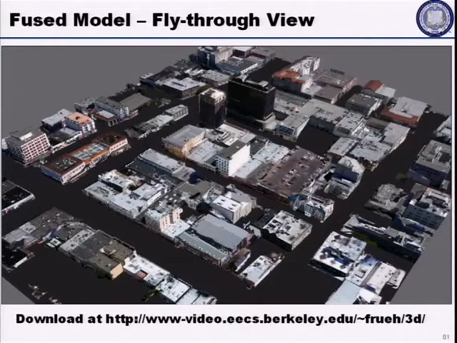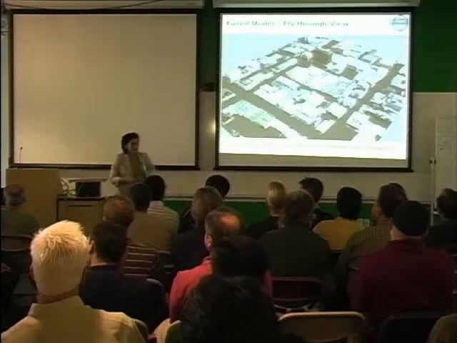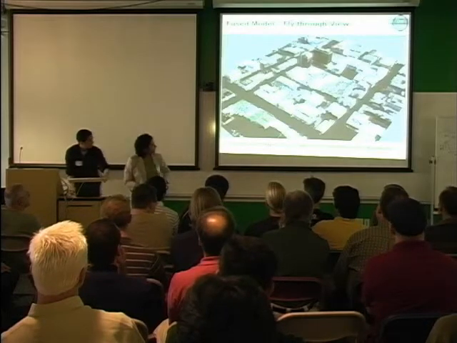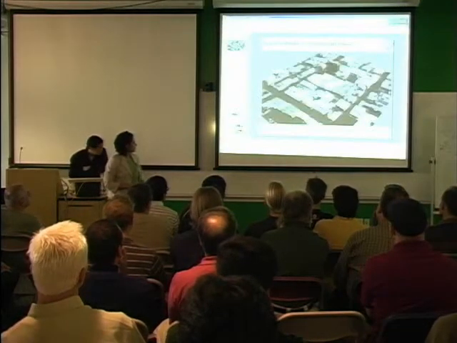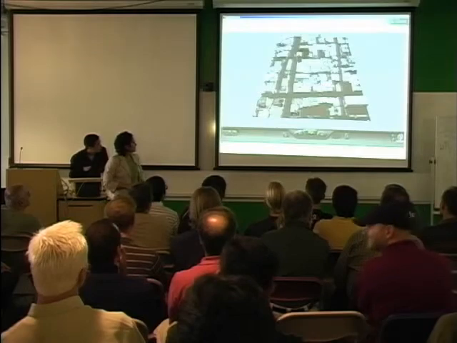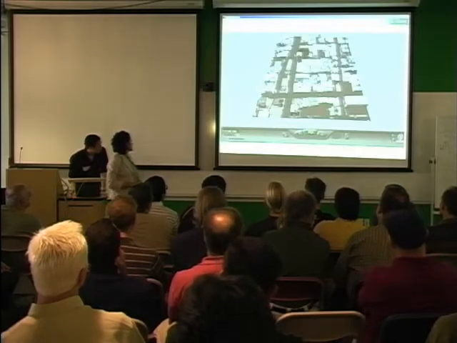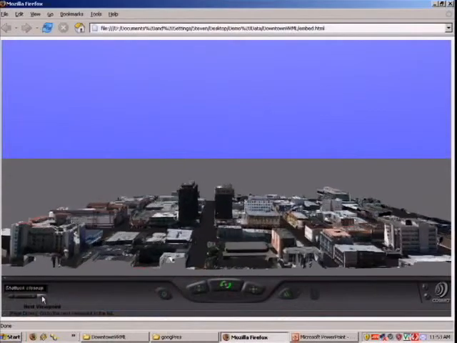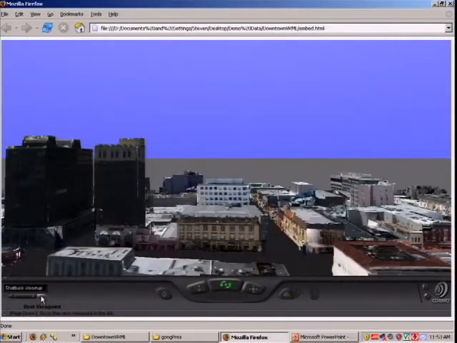Another fly-through model. So I think at this point, before I get into future work, I'm going to have Steve just show us a VRML demo of this downtown model. Just hit this thing. So this is the entire fused model for the 4x4 block of Berkeley.